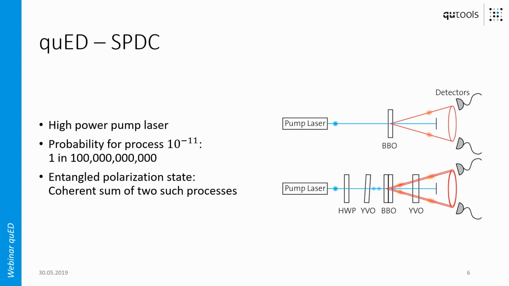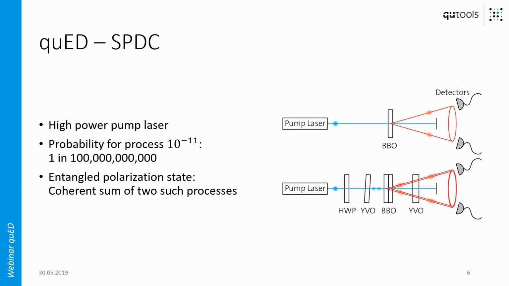And just let me stress again that the probability for this process is very low, only 10 to the minus 11, which means only once in every 100 billion times the pump photon will be converted into 2 down-converted photons. So we need a very high power pump laser to get any photons out at all in the end. And to get an entangled polarization state, we need the coherent sum of 2 such processes, which means we need 2 BBO nonlinear crystals, we need 2 YVO crystals and a half-wave plate to get everything done.